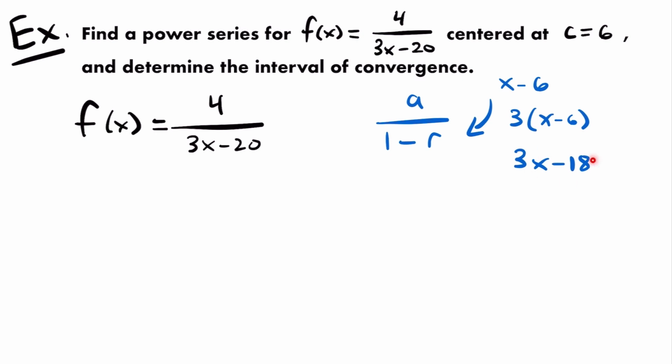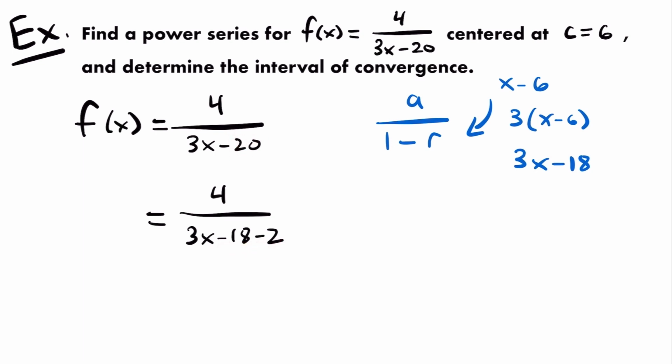All right, if we have that in our denominator, that will be part of our common ratio that we will need to have in order to rewrite the function as a power series. Okay, and so how are we going to get 3x minus 18 in this denominator? Well, we already have 3x, but we have minus 20. So what we can do to get negative 18 is split up this negative 20 into two parts. We could have negative 18 minus 2. Right, so we'll say that this is equal to 4 divided by 3x minus 18 minus 2, because negative 18 minus 2 is equal to negative 20.